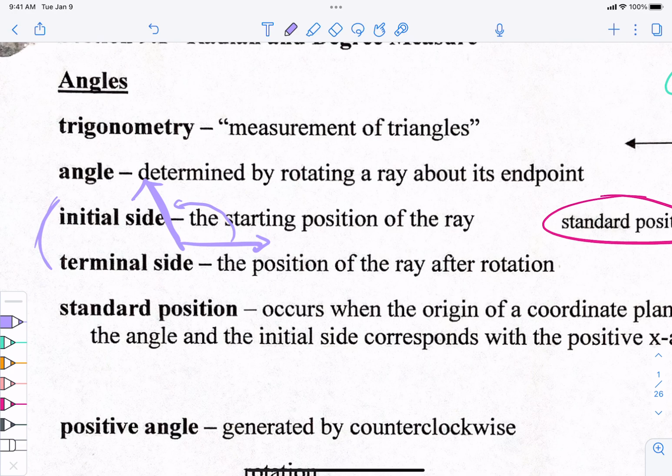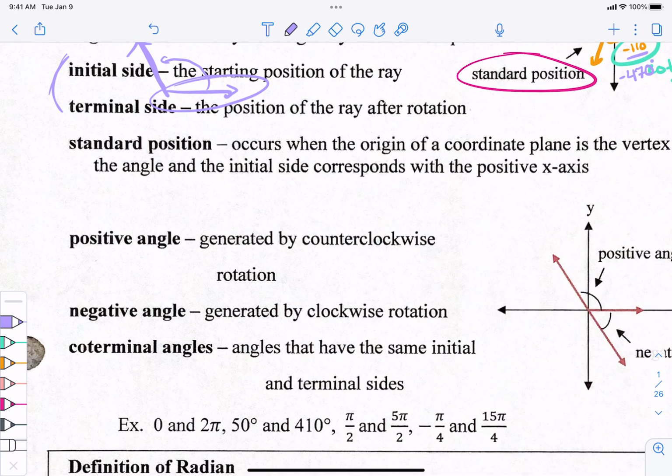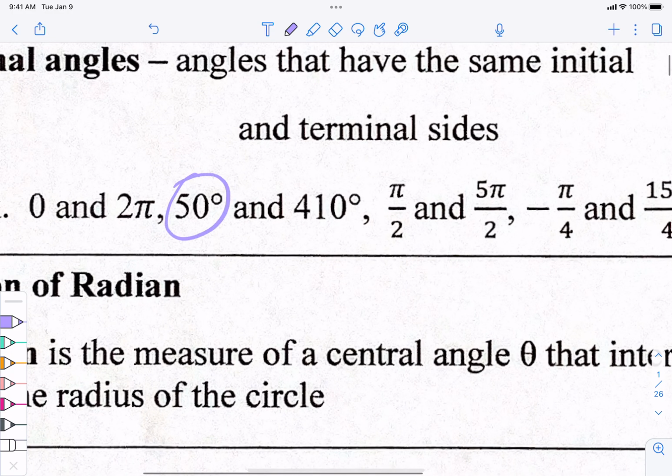Standard position is so that it always starts in that direction, like this is starting in standard position. A positive angle is counterclockwise, a negative angle is clockwise because it's going down first. And then co-terminal angles: 50 degrees and 410 degrees are the same. So if those are co-terminal angles, what's the trick?